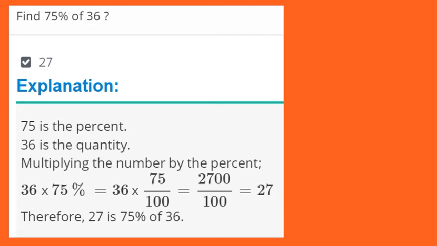75 is the percentage, and 36 is the quantity. So what we can do is convert 75% to 75 over 100, and then multiply that by 36. In other words, 36 times 75 equals 2,700. If we divide that by 100, we're basically just simplifying the number. Get rid of the zeros on the top, in our numerator, and in the bottom, in our denominator. 27 divided by 1 is 27.